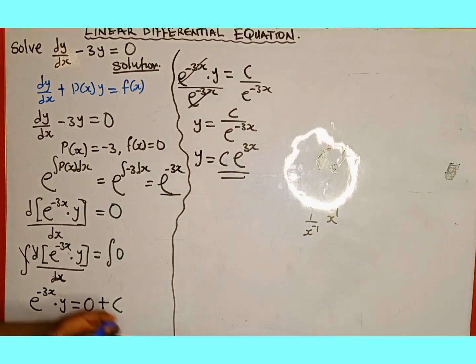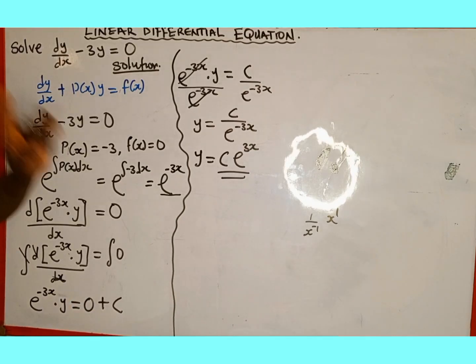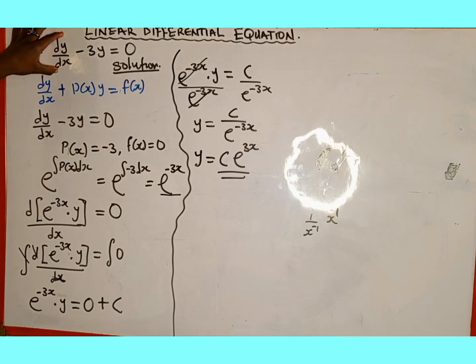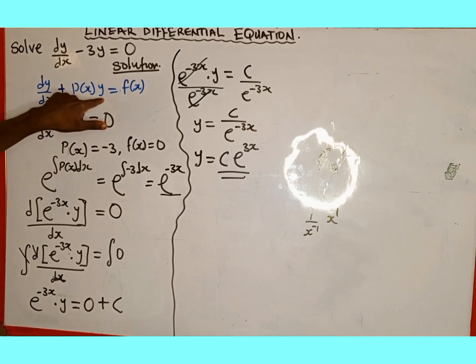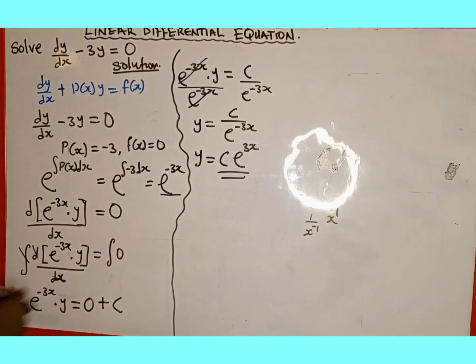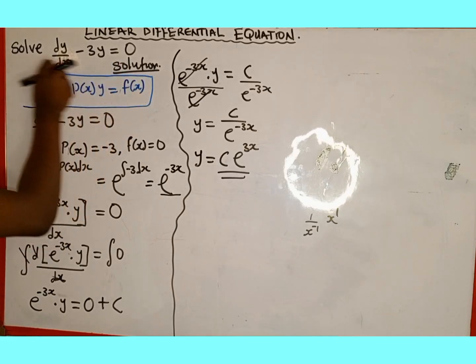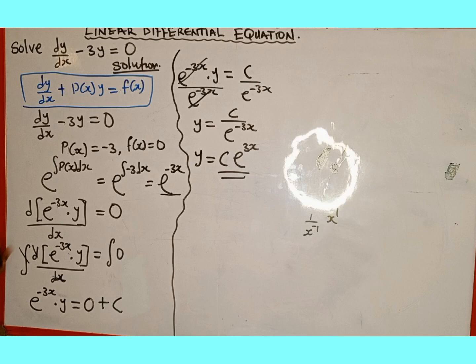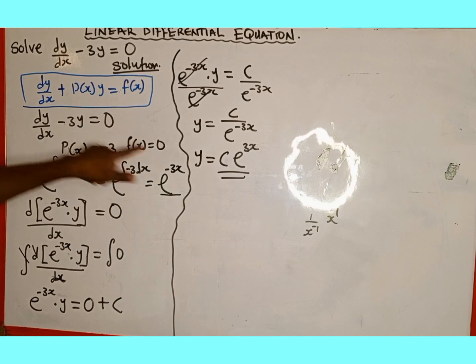So this is how to solve a first order linear differential equation. The first step is to look at your differential equation and write it in the standard form, dy over dx plus p of x multiplied by y is equal to f of x. This is the standard form of a first order linear differential equation. And we notice that the equation is written in the standard form. Now the second thing is to identify your p of x. Using this standard form, p of x is attached to y, and the number attached to y here is minus 3. So therefore, p of x is minus 3, then f of x here is 0.